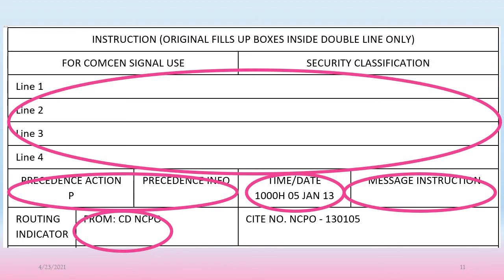Okay? Kung halimbawa, yan, CDNCPO, ibig sabihin yan, City Director, ilagay talaga si City Director, Naga City Police Office. Ganun siya. And then, meron tayong attention. Ayan. Pag attention, di ba? To and attention or info. Di ba, last natin na topic, meron tayong for the attention of the individual and for the attention of a head of office. Di ba, meron tayong ganon?